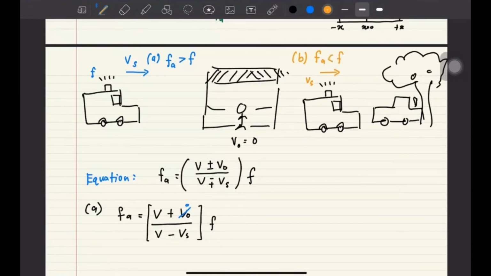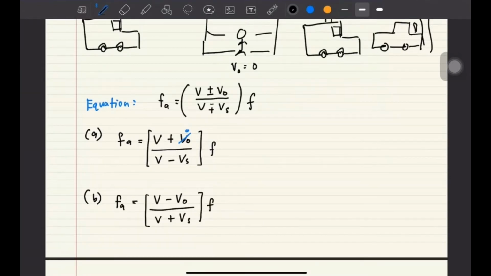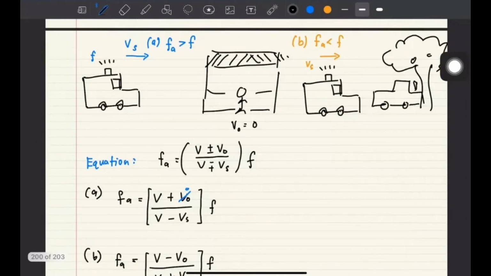So now, you as the observer will hear that the frequency is lower when the ambulance is moving away from you. So the equation now, kamu nak pakai yang atas ke yang bawah? Bawah. Obviously you have to use the bottom one because they dah moving away. So now your equation becomes FA equals to V minus V0, ambil yang bawah tu, over V plus Vs, times F. Okay, understand or not? Faham ya? Okay, very good.